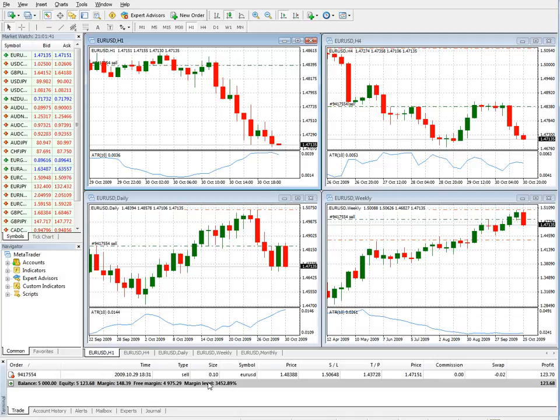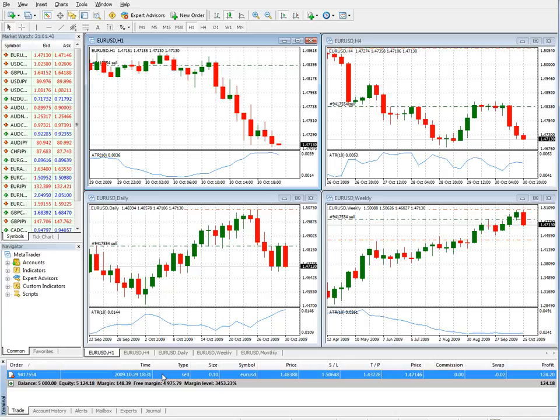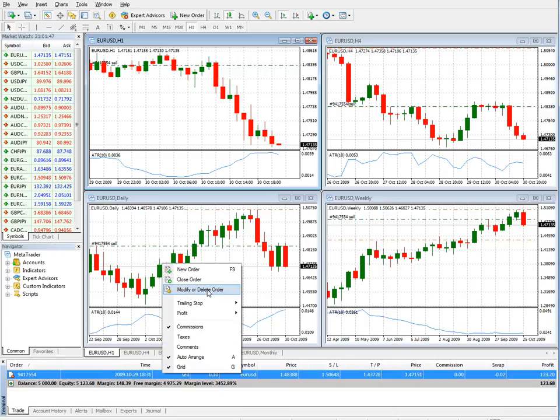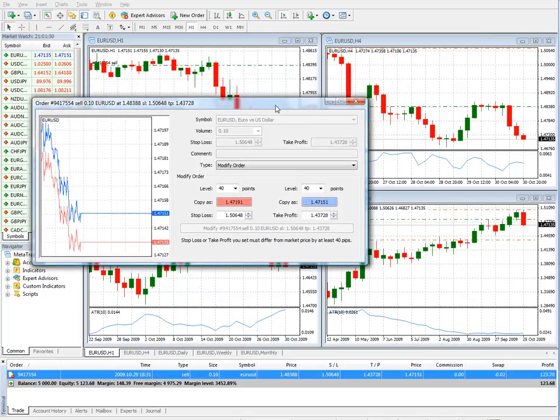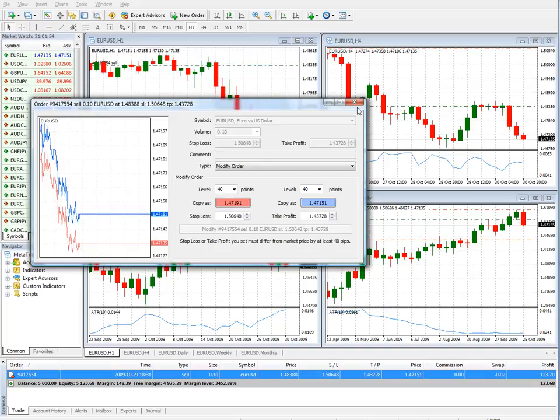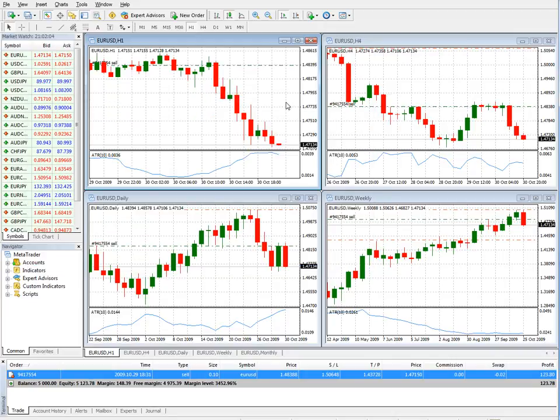Okay, so let's go down here. Take a look at modifying our order here. Now we can get out here, or we can stay in here. We have a couple of different choices. And again, this is an example trade. So I'd like for you to see an example of getting out of a trade at a profit.